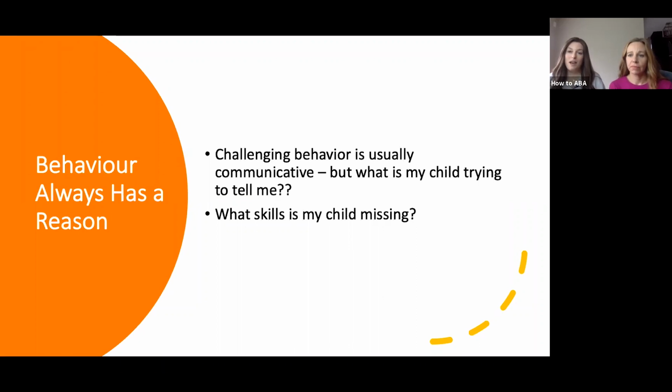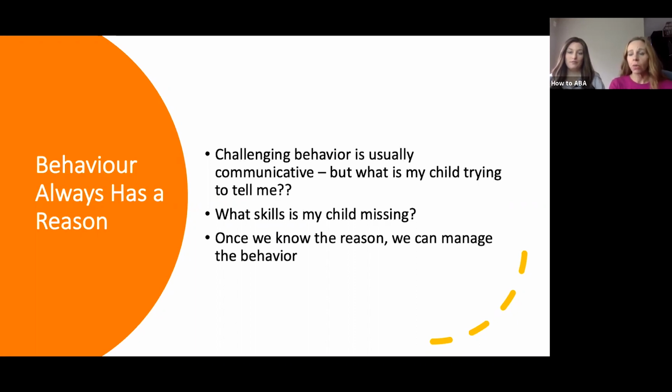But it's not because they are bad or want to misbehave. I always say they're struggling as much as we are to manage the behavior. And as behavior analysts, it's our job to find out what those skills are and how to teach those functional skills. And once we know the reason for their negative behavior, we can manage that challenging behavior, and we can teach them the skills that address that behavior so that they can have a meaningful life.